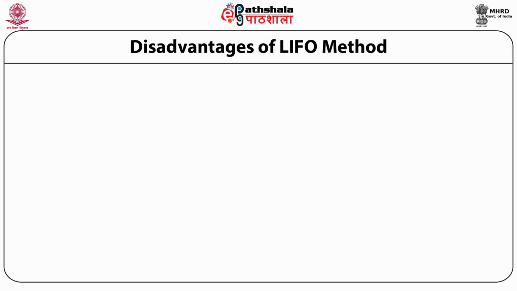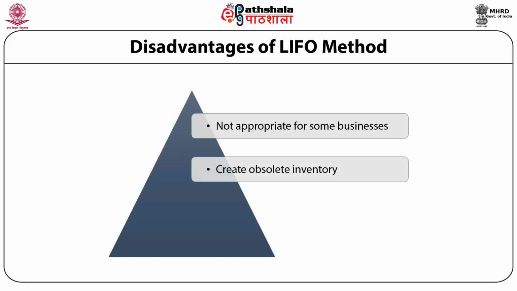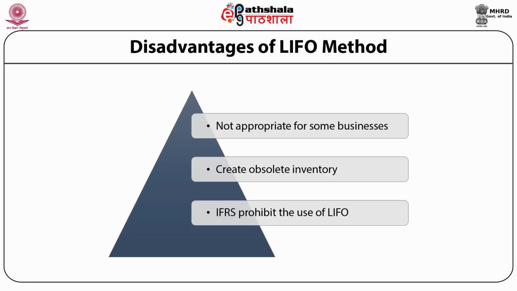Disadvantages of LIFO method are shown in this figure. This method is not appropriate for some businesses. It is not good for all businesses. You cannot say that this method is best method and it is applied for all types of businesses. So it is not suitable for some types of businesses. Further, it may create obsolete inventory, and IFRS prohibits the use of LIFO method. International Financial Reporting Standards does not recommend to use the LIFO method. It is the biggest limitation of LIFO method, that it is not recommended by International Financial Reporting Standards.